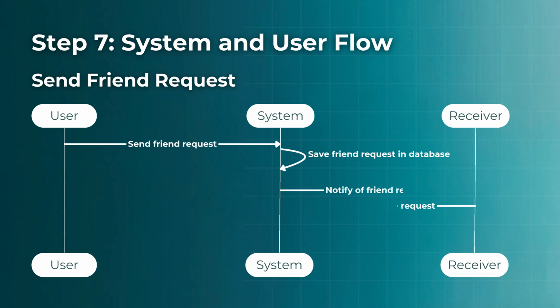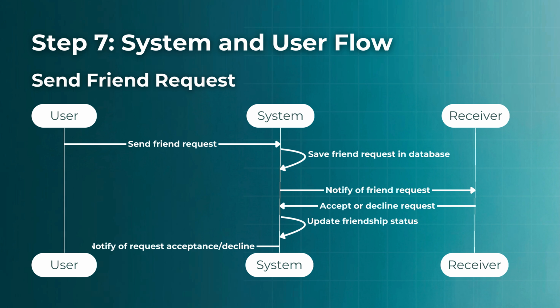Next, notifications go out. The recipient gets a message saying, "Hey, you've got a friend request." Finally, the system waits for an update. Once the recipient accepts or declines, the system updates the status of the friend request.